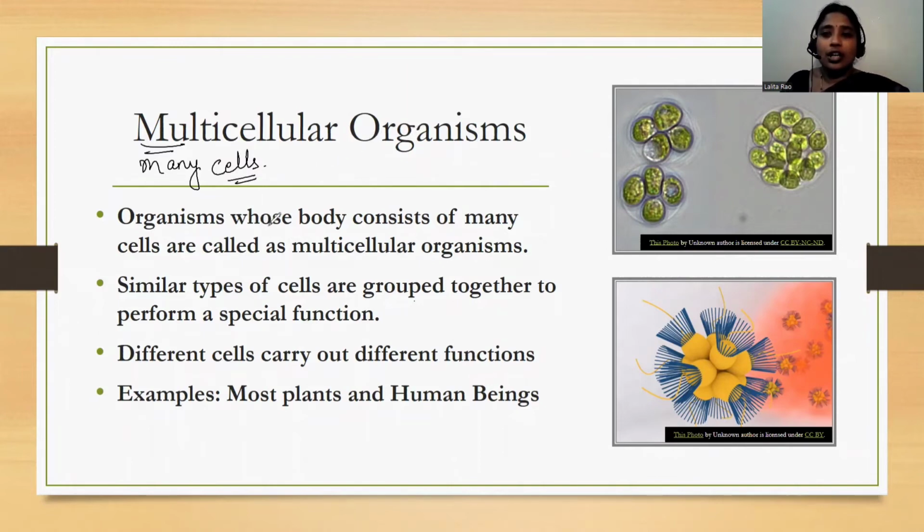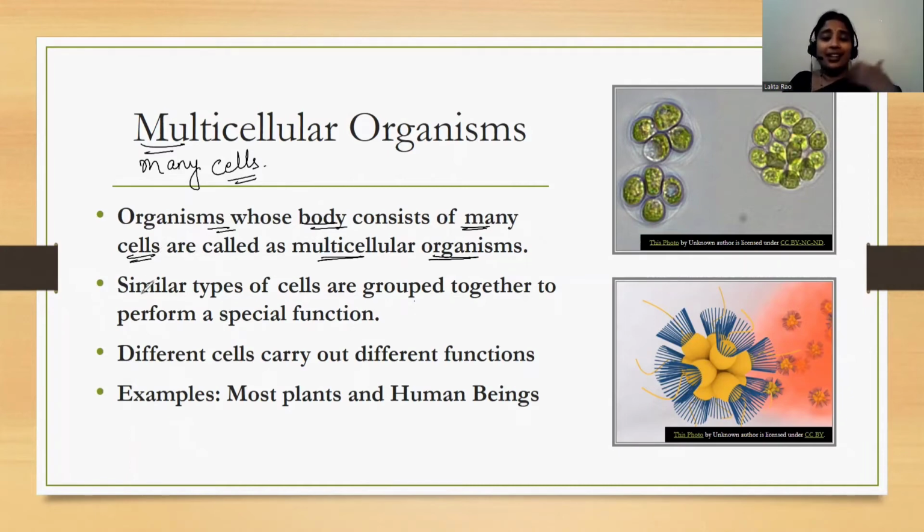We human beings, different animals, and plants all are made up of more than one cell. That is why we all are multicellular organisms. So organisms whose body consists of many cells, this is important, are known as multicellular organisms.